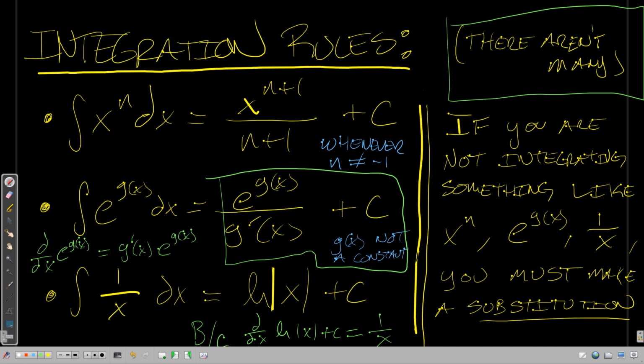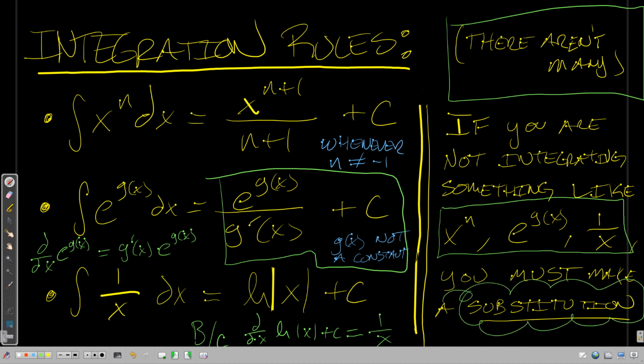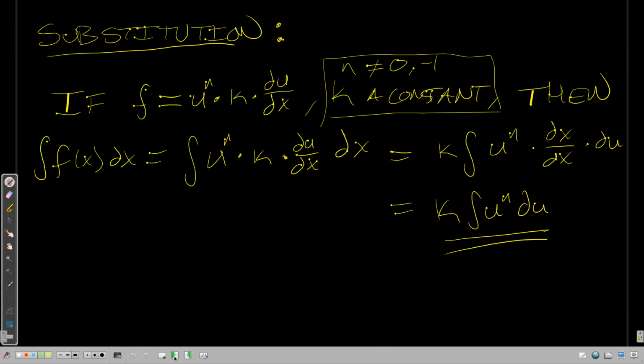If I took the derivative of the thing in the green box, then the g primes would cancel, and you just have e to the g of x. If you don't have one of these 3 cases, then you have to make a substitution until it looks like one of these 3 cases. And that's just the way it is at this stage of calculus.